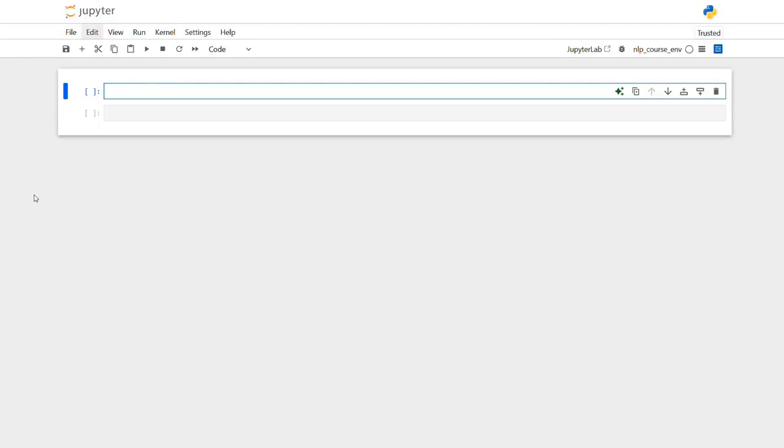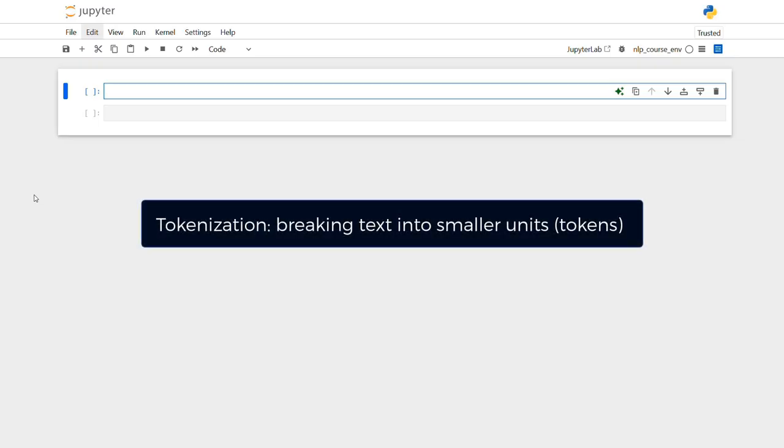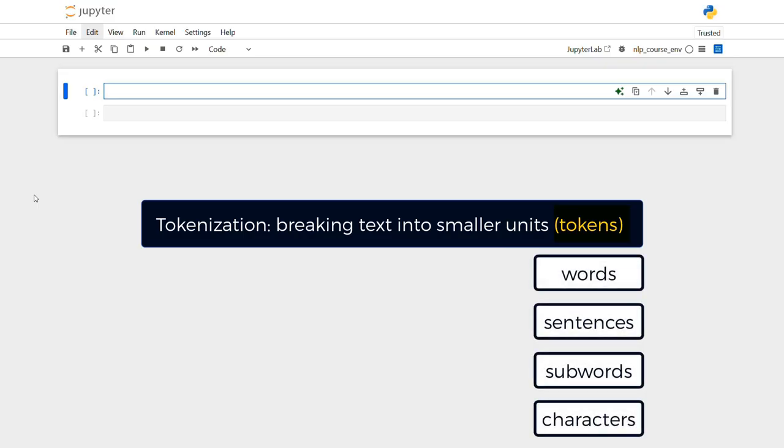One of the most critical steps in natural language processing is breaking text into smaller units. This process is called tokenization, and the smaller units are known as tokens. The most common type of tokenization is word tokenization, where each word in a sentence becomes a token. But tokens don't have to be words. Depending on your use case, they could also be sentences, subwords, or even single characters.